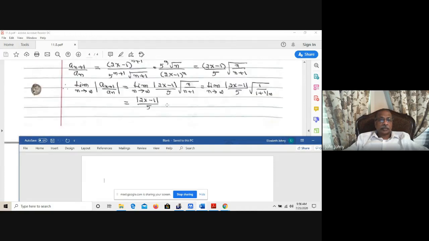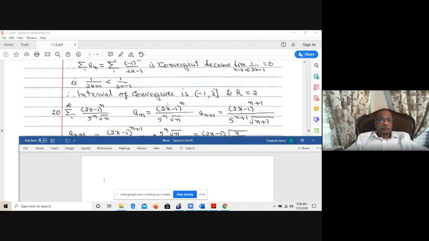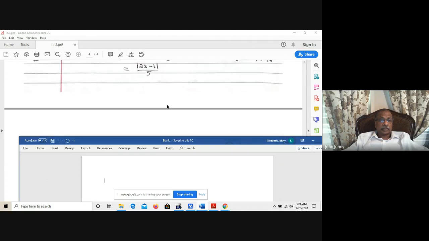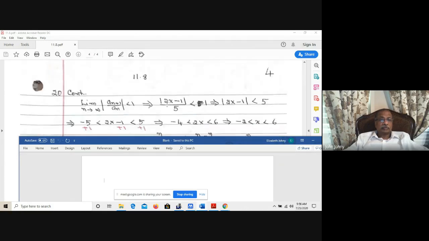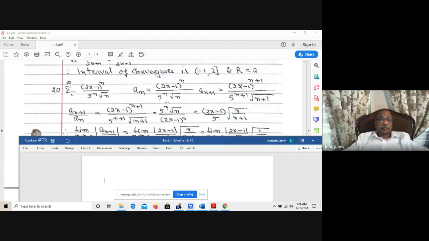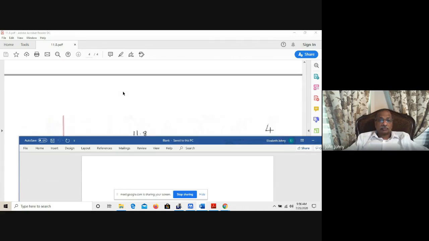Where an is 2x minus 1. So when n is equal to negative 2, it becomes 2 times negative 2 minus 1. 2 times negative 2 is negative 4, minus 1 is negative 5. That is why you have a negative 5 to the power of n.